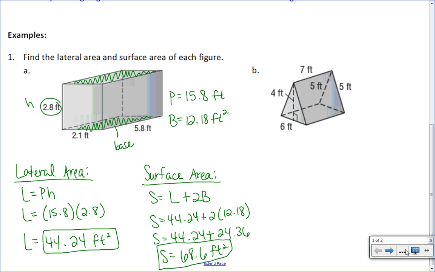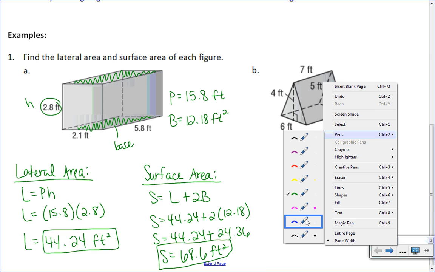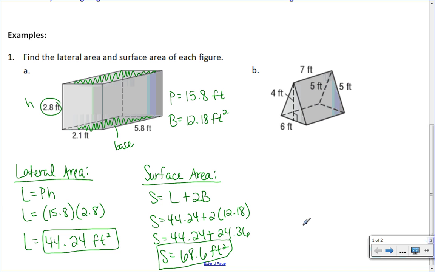Okay. Let's do the same sort of thing with example B. Again, the first thing we want to do before we start using any formulas is identify what the figure is and identify which side is the base. So here I see 2 triangles, and the rest of the sides are rectangles, which means that those triangles have to be the bases.